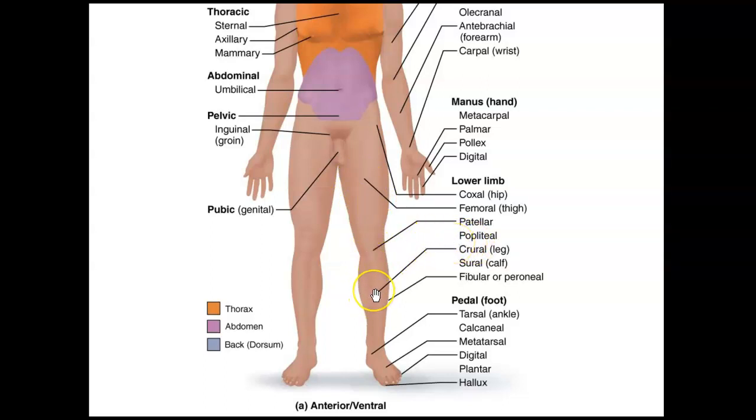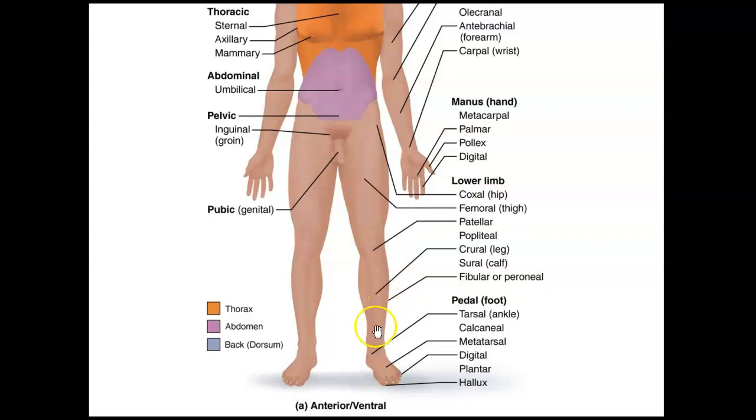The leg. It's going to be opposite of how we refer to arm. Arm is the upper arm. Leg is the lower leg. Okay, what we would call the upper leg is the thigh. So the leg is the crural region. That's hard to say, so say it a few times out loud. Crural. The crural region is the leg. And then the calf on the posterior side is sural.